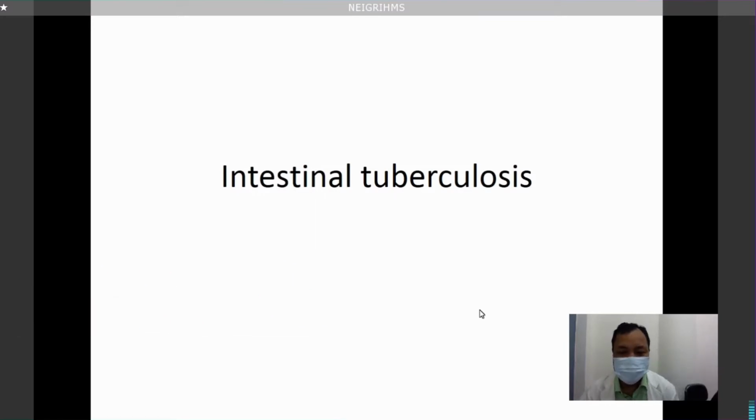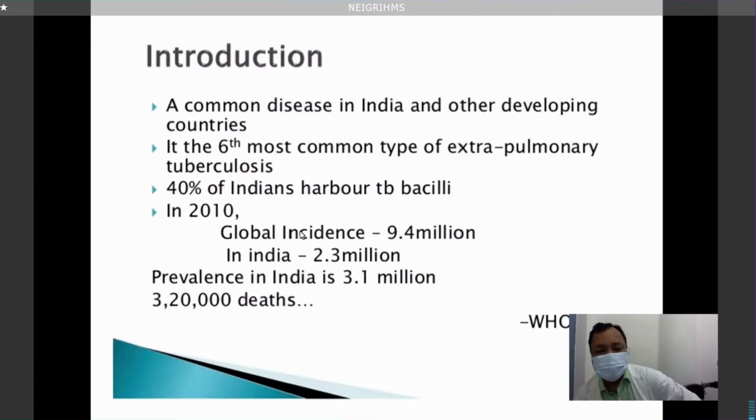So today we'll start with intestinal tuberculosis. As you know, TB is a very common disease in India and other developing countries, and we come across a lot of complications, both medical and surgical. So I will basically confine myself to the surgical complications.